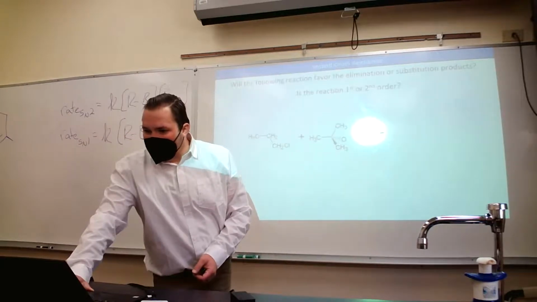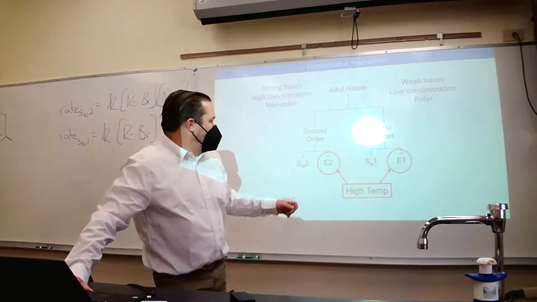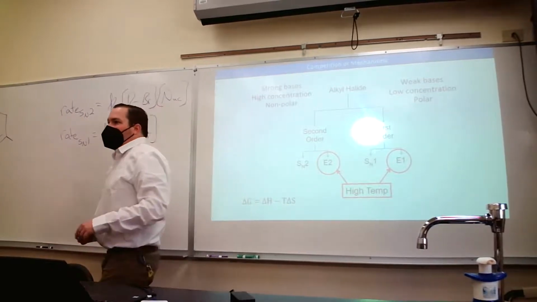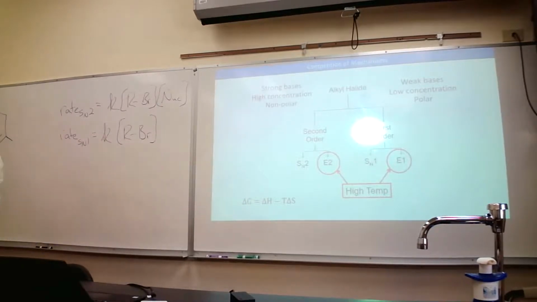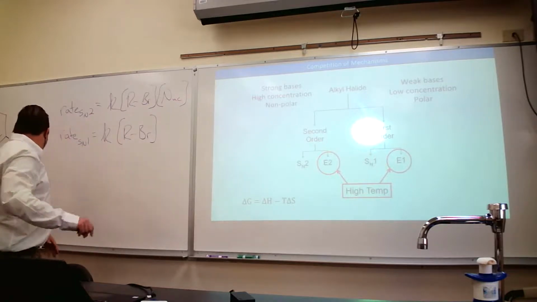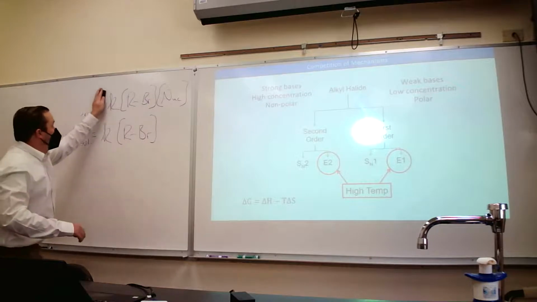And the one last thing I want to look at is temperature actually can skew this as well. When you're deciding between substitution and elimination, temperature plays a role. High temperature favors elimination. And it's because of our Gibbs free energy equation. Because if you have an elimination reaction, we write out the whole thing and balance both sides of it.